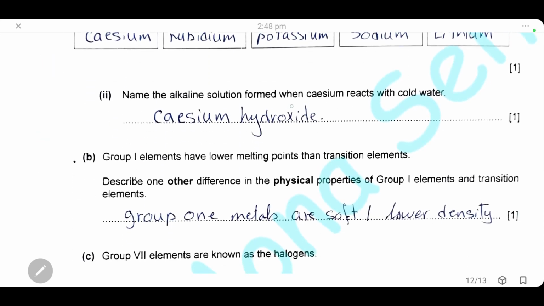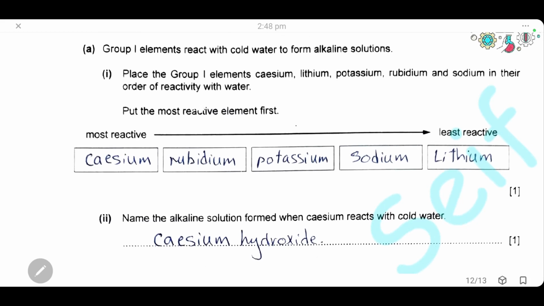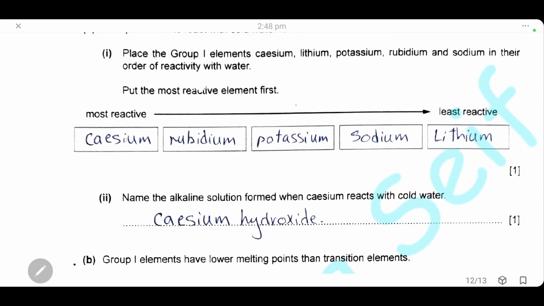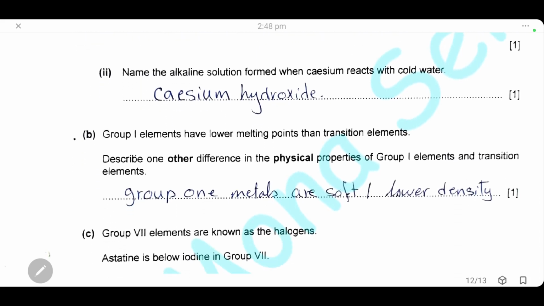Name the alkaline solution formed when cesium reacts with cold water. All elements of group 1 react with cold water to produce alkaline solution. So cesium will form cesium hydroxide when it reacts with water.